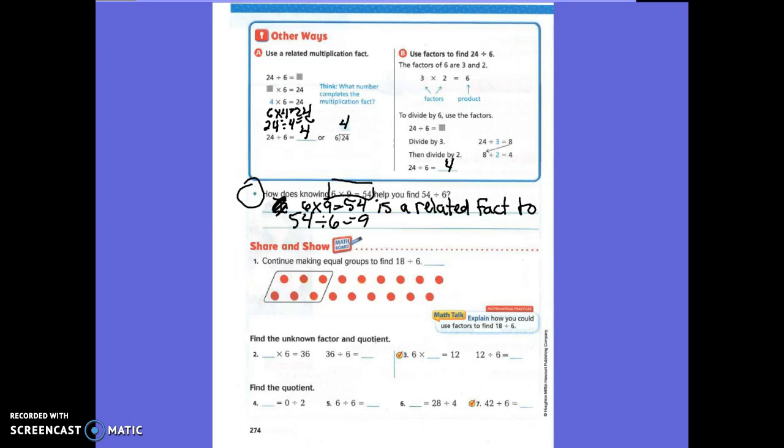Okay? That's how you can figure it out. We have to use all the same numbers. We will use all the same numbers for related facts.